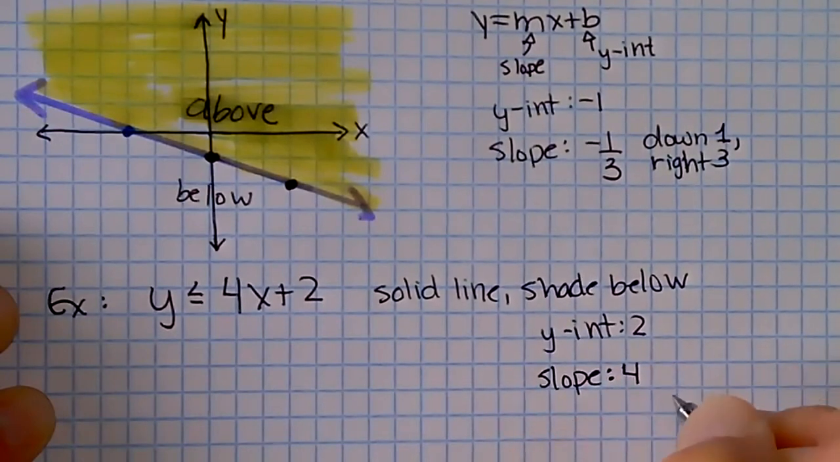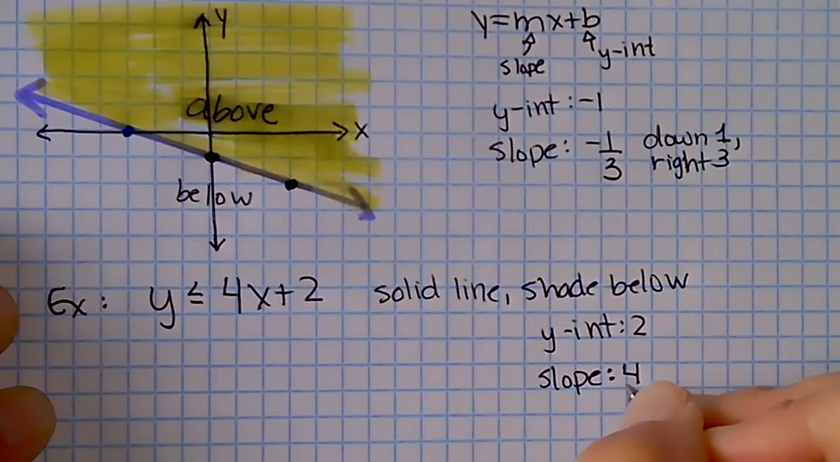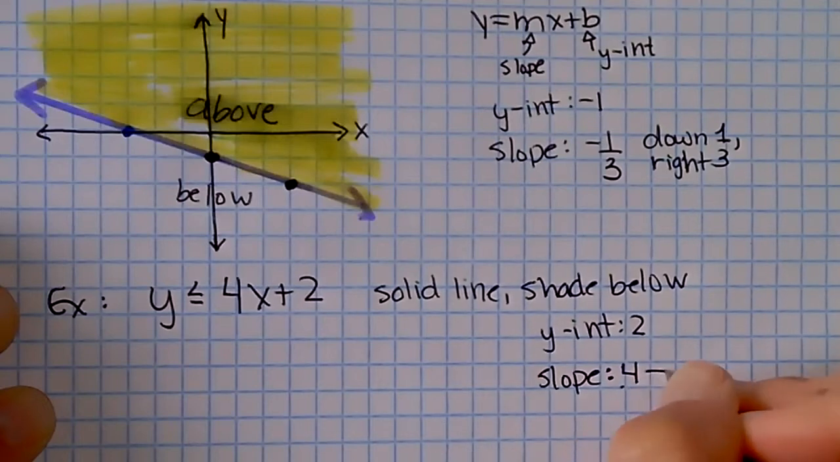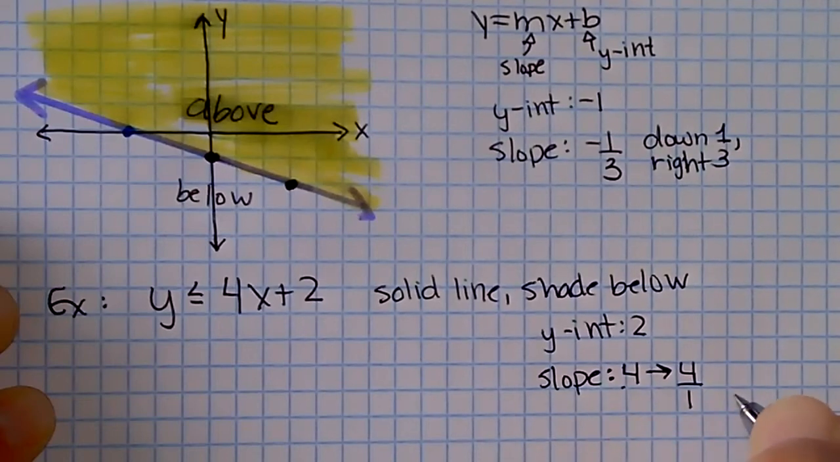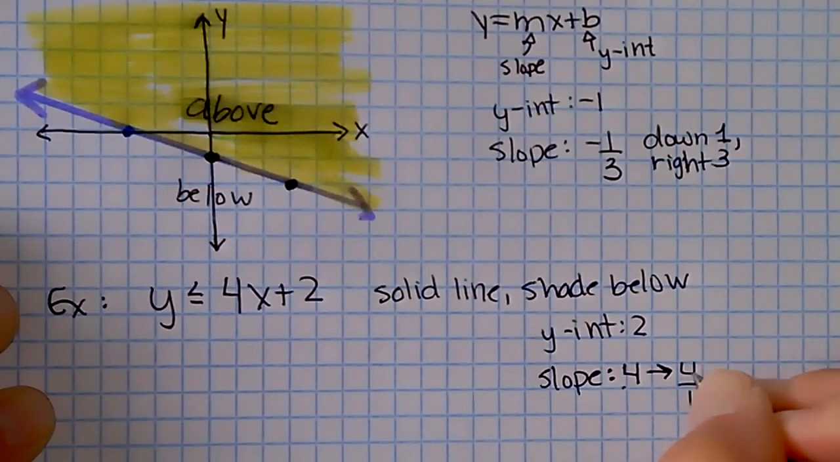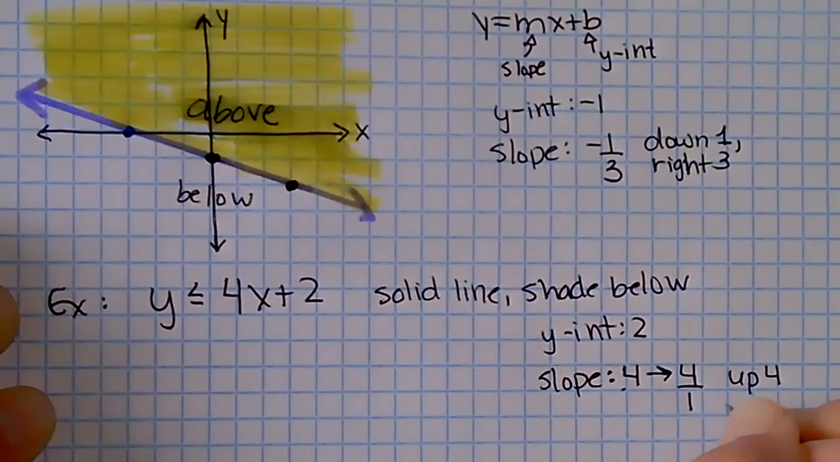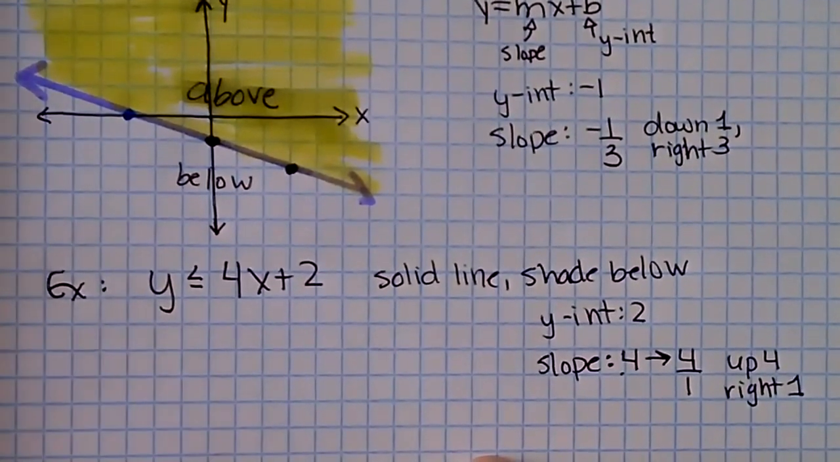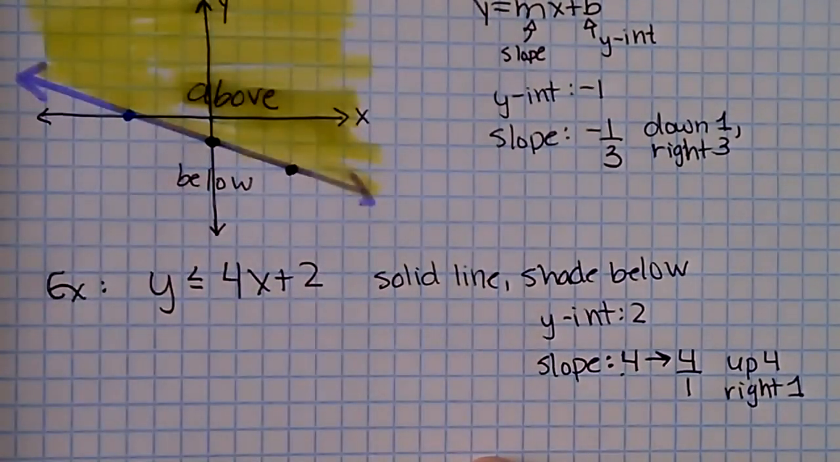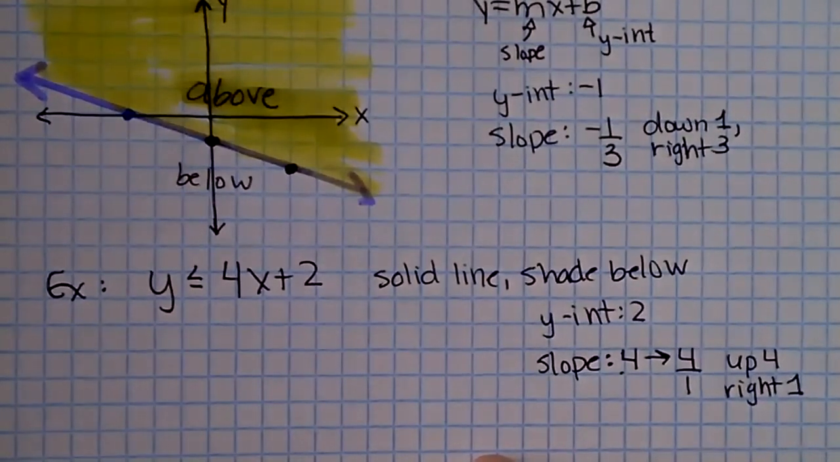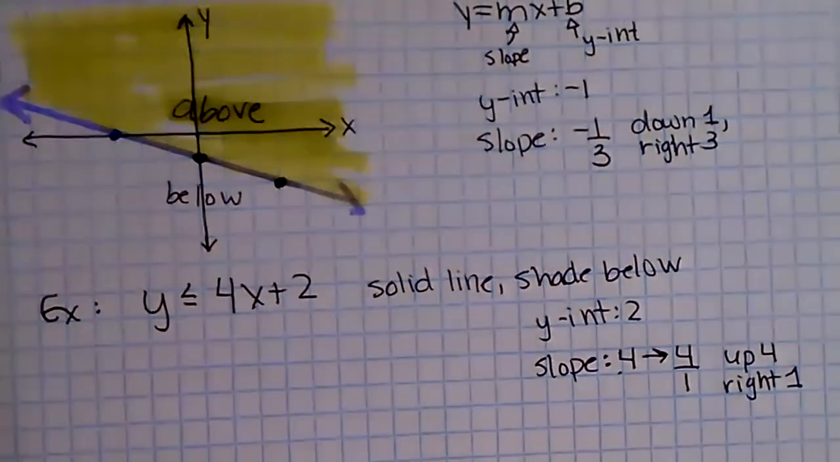So my slope is 4. Now, when your slope is a number that's not a fraction, okay, so like a whole number or an integer, you can always put it over 1, and now it's a fraction. So whatever's on top, that's your up or down. Since it's positive, I'm going up 4. And then whatever's on the bottom, you're going to go right. So right 1. So before I start graphing this, I need to be able to get up to 2. And then I need to go up 4 from that.